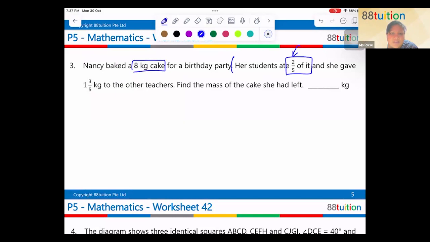Yes, Giselle, I know the answer. So, does it have a value to it, this 2 out of 5? No, it is part of one whole, right? That's what it's trying to say.